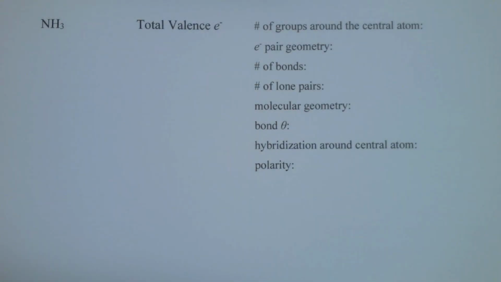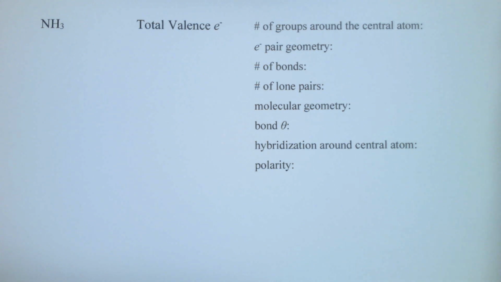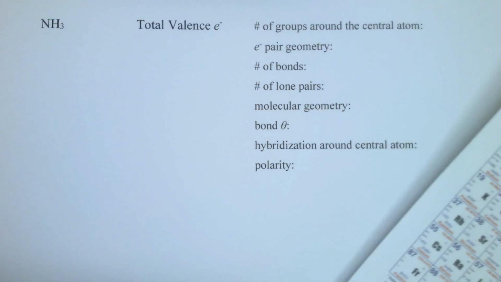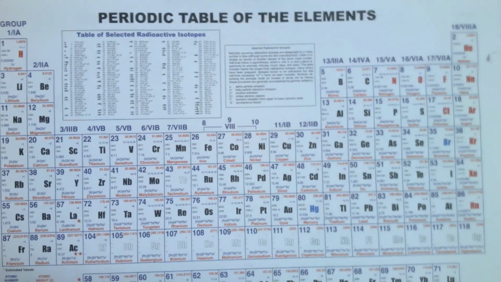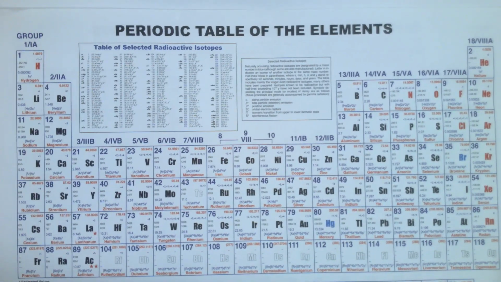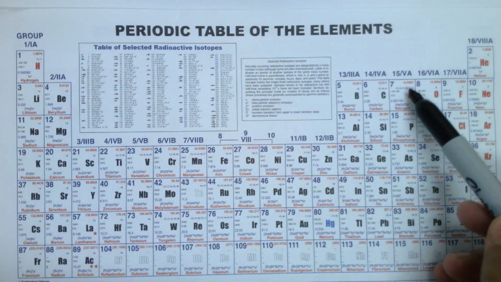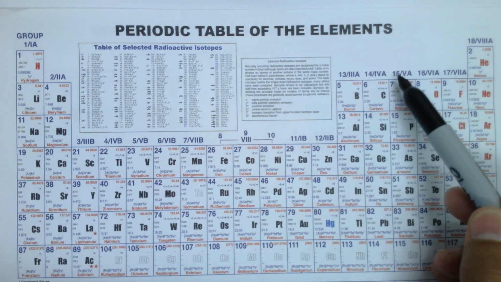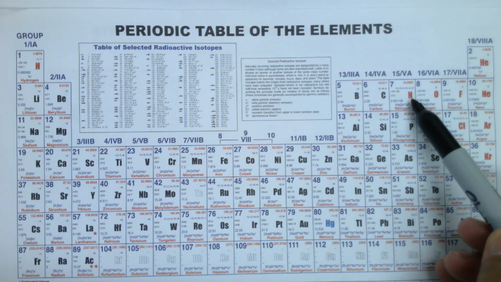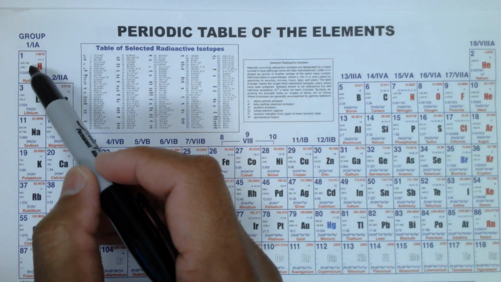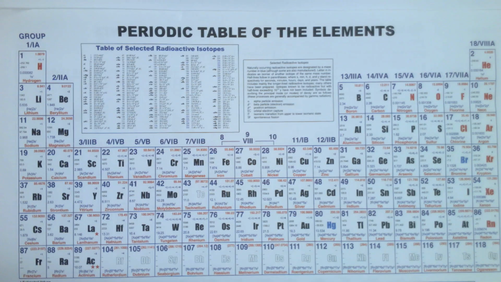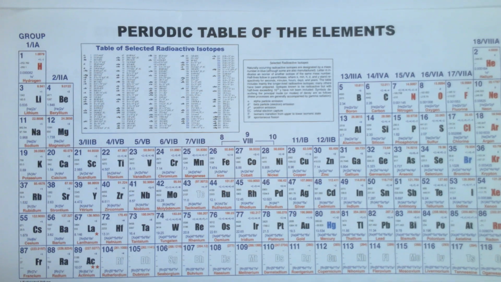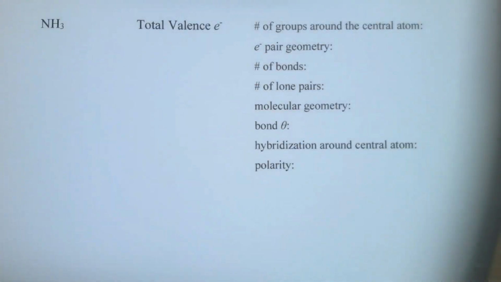In ammonia, we have one nitrogen atom and three hydrogen atoms. The first step to drawing the Lewis structure is to obtain the total valence electrons. There's a shortcut here, and the shortcut is to go to the family where that element is in and get that second number of the family, in this case 5 for nitrogen and 1 for hydrogen, and that will give us the valence electrons for those elements.